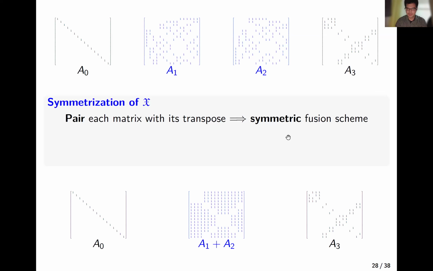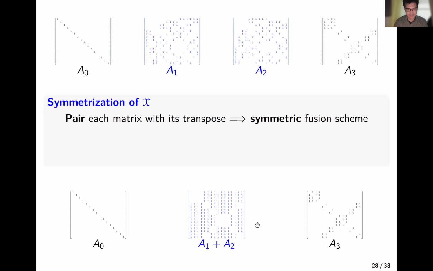And this forces me to get a symmetric fusion association scheme. So this will always be an association scheme, and it's by construction symmetric. So for example, here I have A1 and A2 are transposes of each other. I smush them together, add them together, get this matrix at the bottom. And from a 3-class scheme, I have this 2-class association scheme at the bottom.